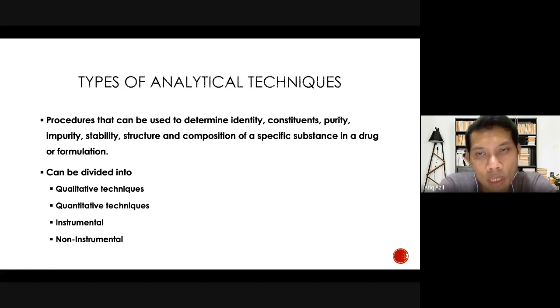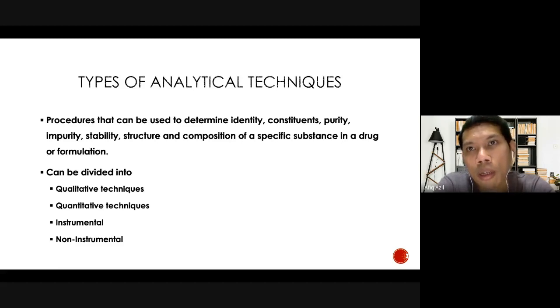And these two qualitative and quantitative techniques, you can do it either by instrumental or non-instrumental, meaning that in instrumental, you are using instrument machine, like a pH meter, for example, UV spectroscopy, and then HPLC, high performance liquid chromatography, or GC, or mass spectroscopy. So there's a lot of instrumentation for analysis. While for non-instrumental, another name we call it as wet analysis, because the test that you are going to do is a chemical test, wet test.